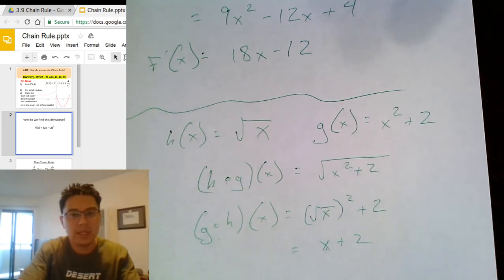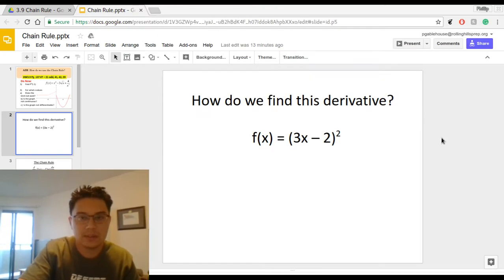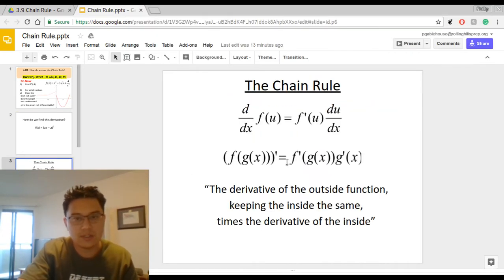So let's go to the next slide here. If we go to the next slide in the presentation, we're actually going to see the chain rule. The chain rule is this. This is really kind of confusing notation. It's accurate, but the way this reads is the derivative with respect to x of a function of u is going to be equal to the derivative of the function and then multiplied by the derivative of whatever u happens to be.